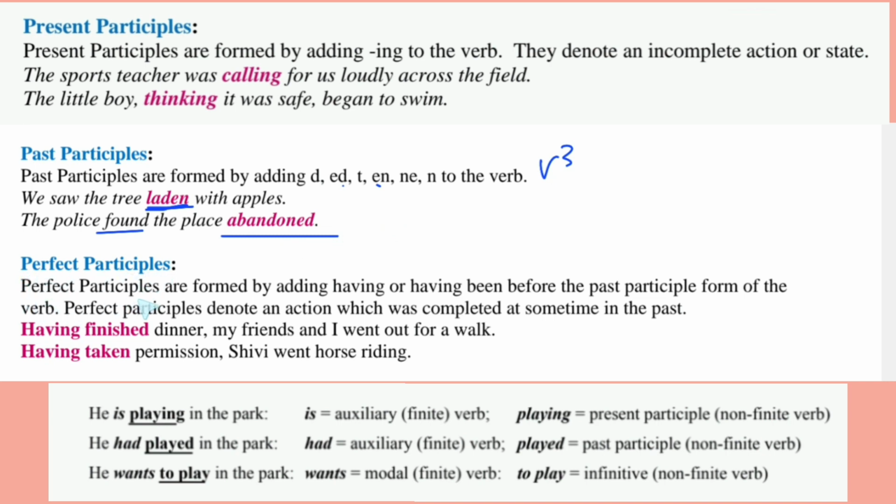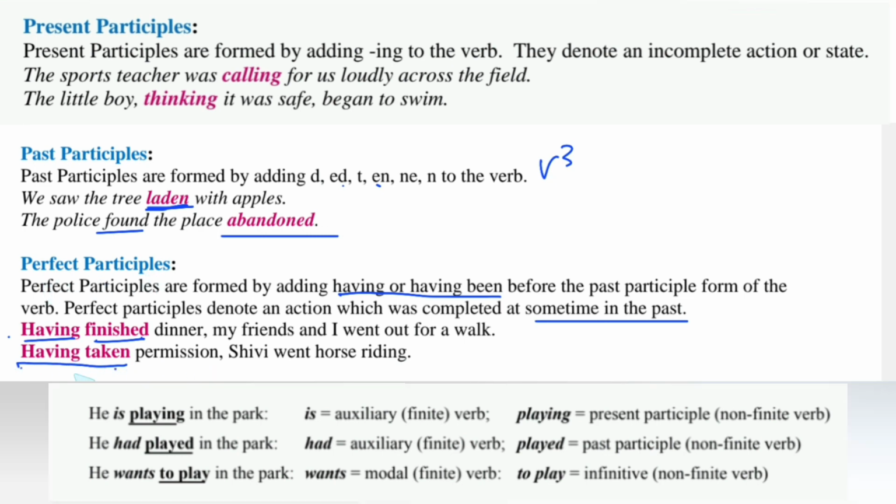Perfect participle. Perfect participles are formed by adding having or having been before the past participle form of the verb. Perfect participle denotes an action which was completed at some time in the past. Having finished dinner, my friends and I went out to a park. So first we completed our dinner, then we went for the walk. Having taken permission, Shivi went horse riding. So here this having taken permission is a perfect participle, and after taking the permission, Shivi went horse riding.